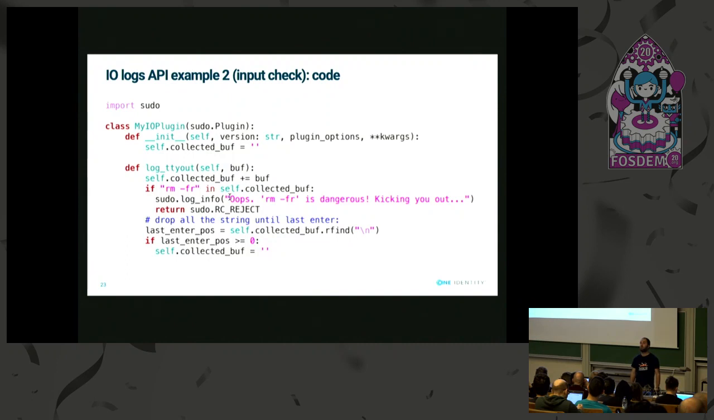The next example is a bit more complicated. When you type anything using sudo, the typed characters are printed on the screen one by one. So we need to collect these together and check the collected letters for what we are looking for. In this case, we are checking if rm -fr is included in these collected letters. And if it is, then we break the session before the command is executed.